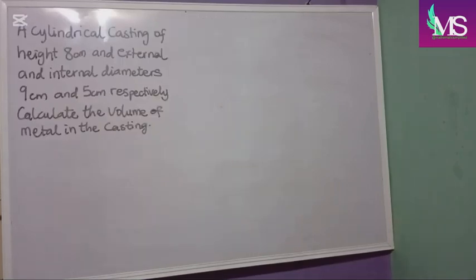Alright, now we'll be looking at some questions from what we've treated before. Now, it says a cylindrical casting of height 8 cm and external and internal diameters 9 cm and 5 cm respectively. Calculate the volume of metal in the casting.